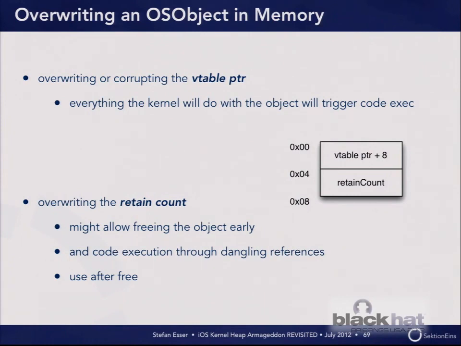Of course, you can do that with information leaks and all this kind of stuff. And the other thing that you can override is the retain count. This might allow you to introduce use-after-free vulnerabilities into the code. Then you can exploit them normally: let the object be freed, get new memory in the same place, and then you again control the vtable pointer and so on.